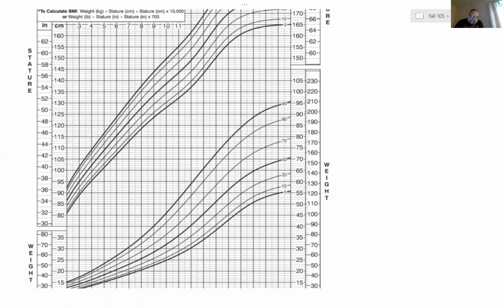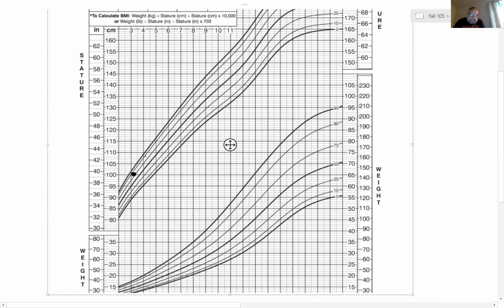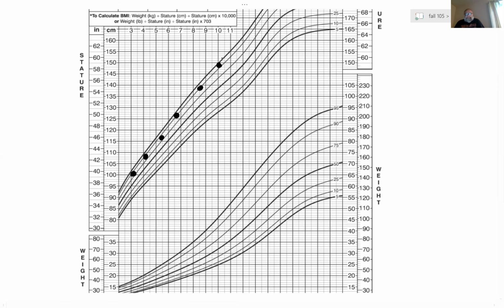So if your child was plotting like this and like this and like this and like this and like this, but you are 5'11 and your husband's 6'6", the doctor's not going to blink an eye about that. If you are 5'2 and your husband's 5'6 and your kid's doing that, it might be a little weird. But keep in mind that kids grow at different rates.